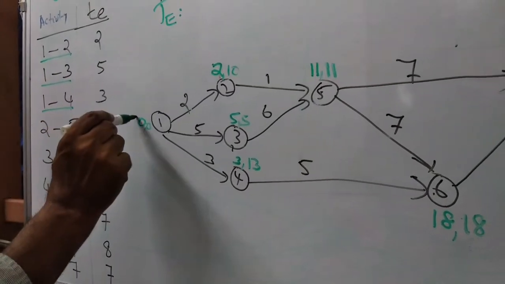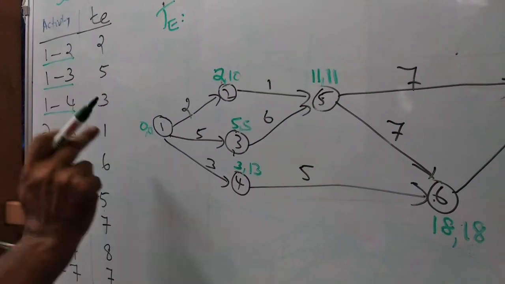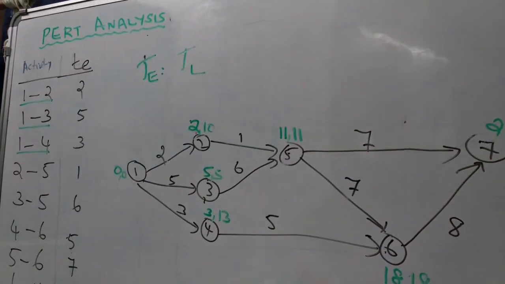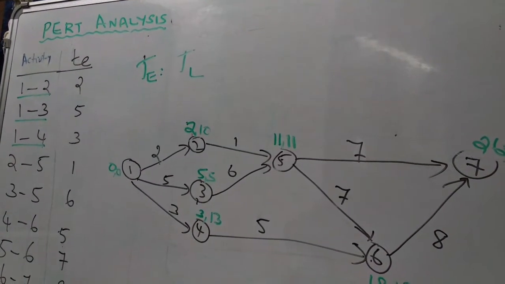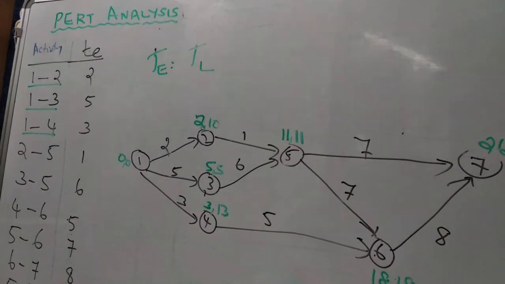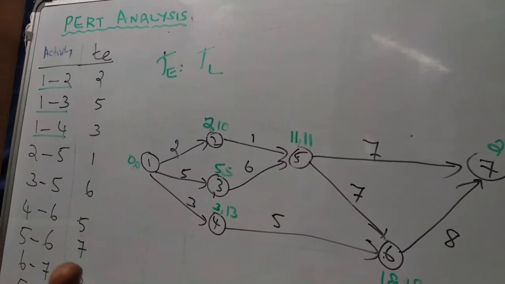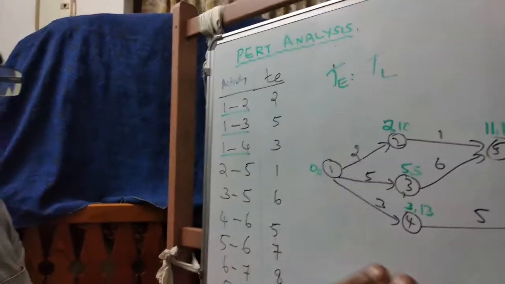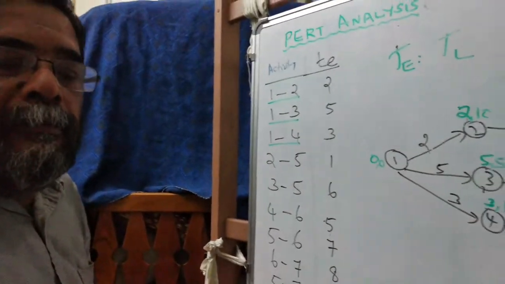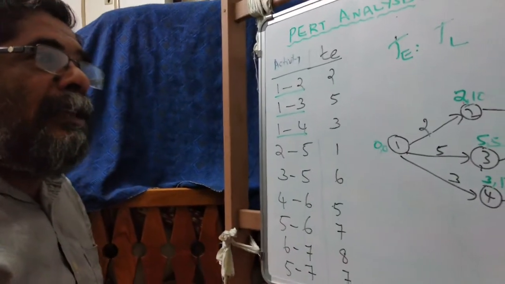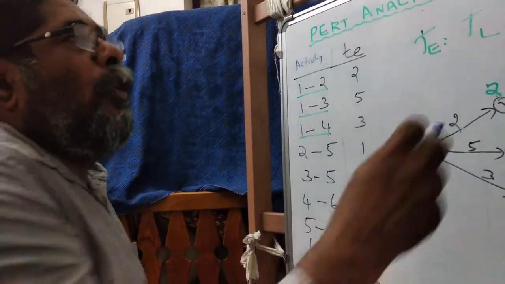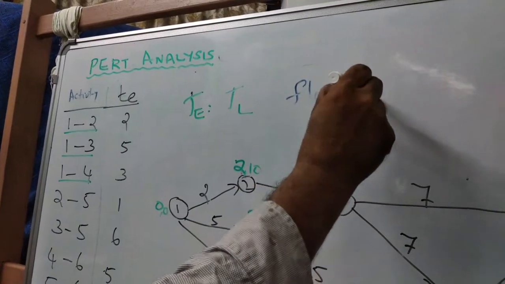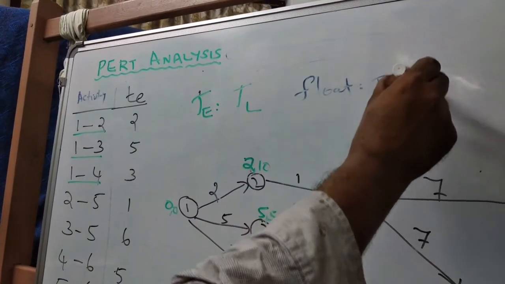So these values constitute TE and TL, the earliest and latest event times. TE is forward, the maximum for each node, and TL is backward, the minimum for each node. The next step is calculating the difference, the float. Float is TL minus TE.